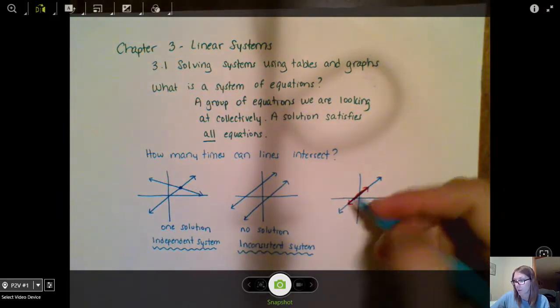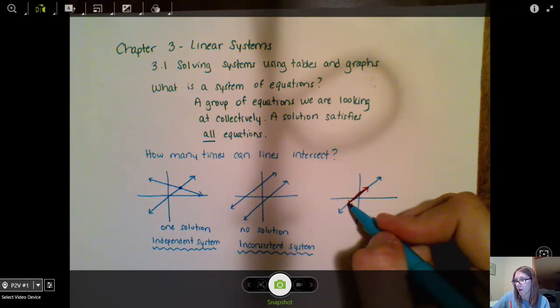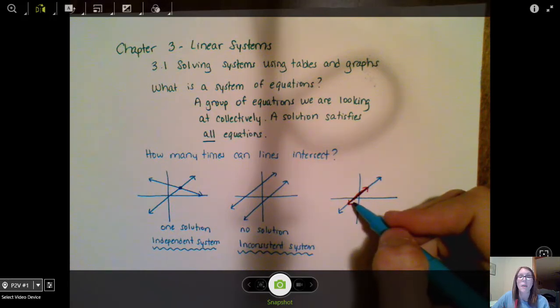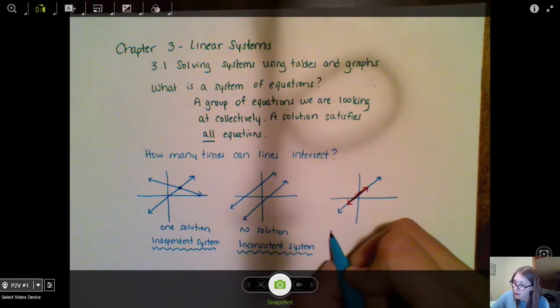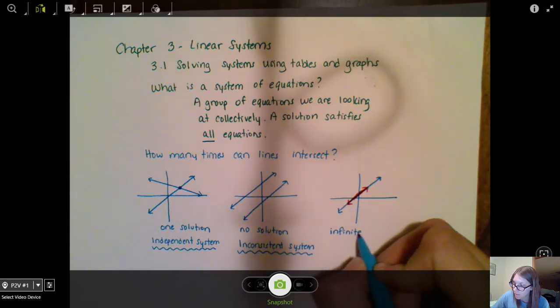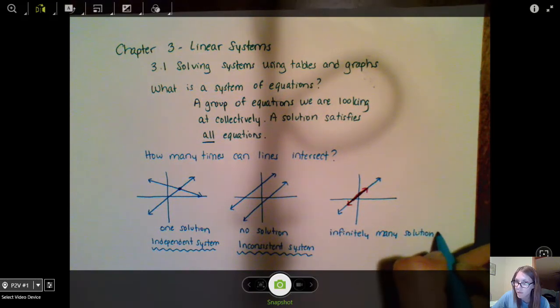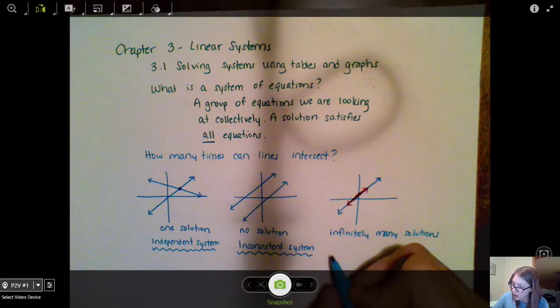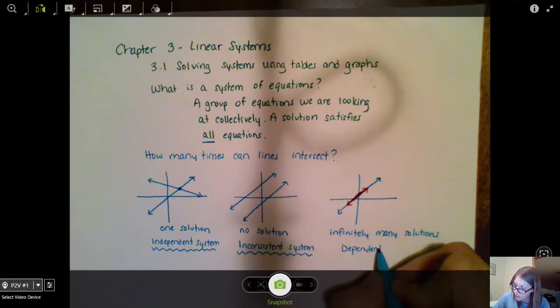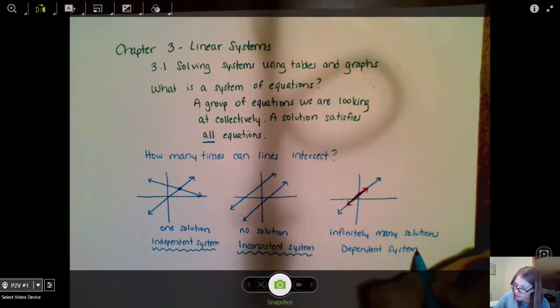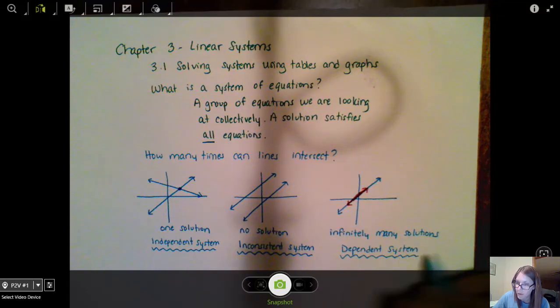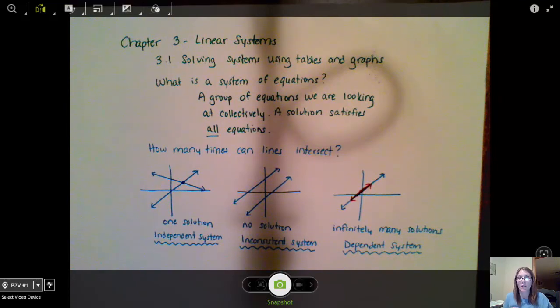If we have that situation, all of the points on these lines are solutions because they would work and lie on both of our lines. So there are infinitely many solutions. And we would call that dependent. That would be a dependent system. Okay, so this is just kind of our introduction, and we'll get into solving with our next video.